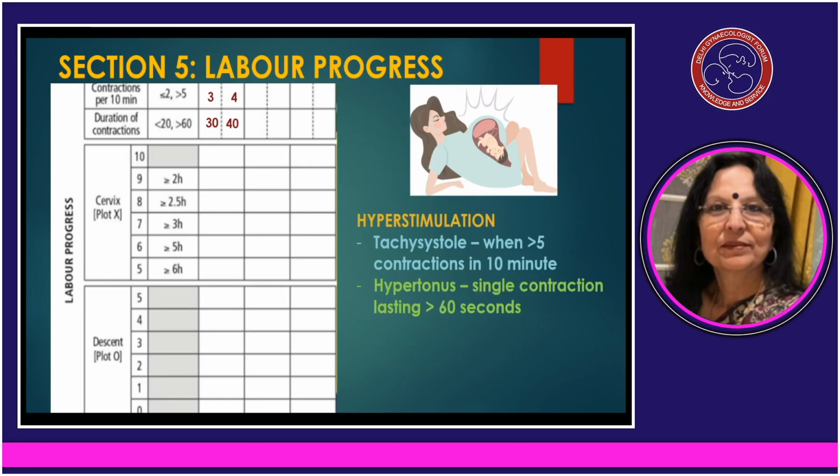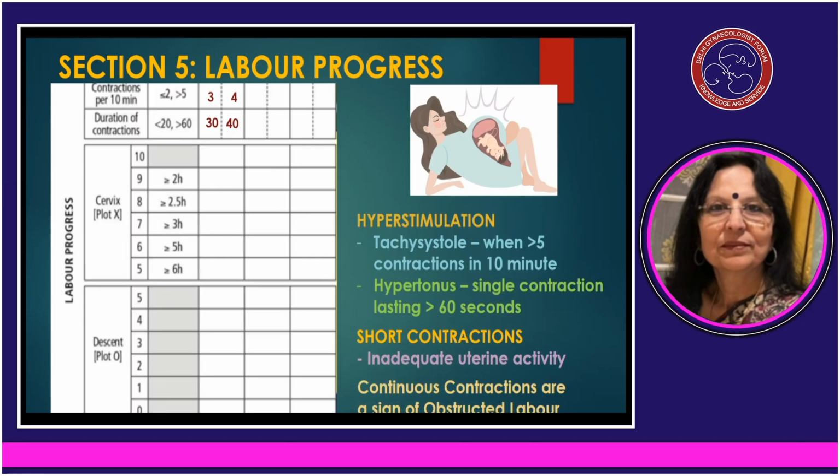And whenever there's a contraction which is lasting more than 60 seconds, it is a hypertonus situation. Next. Now, whenever the contractions are less than 2 in 10 minutes or they are lasting for less than 20 seconds, it is an inadequate uterine activity.